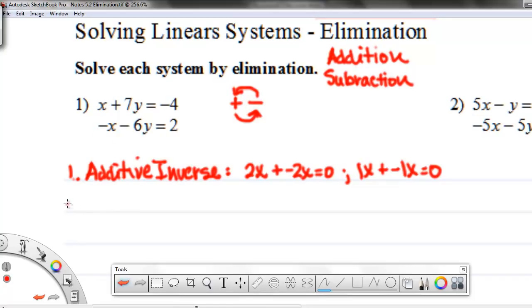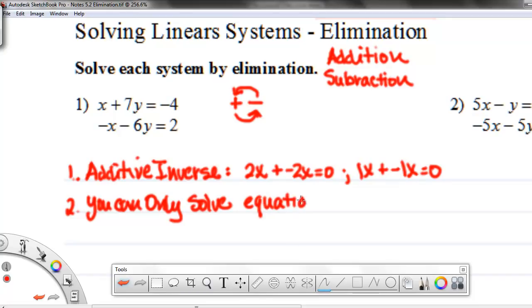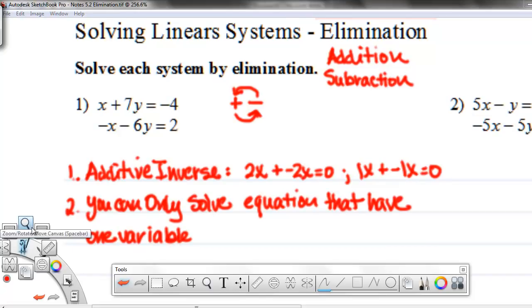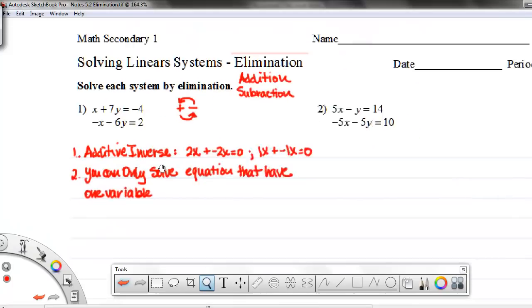And what's significant about having an equation with one variable is that you can only solve equations that have one variable. Let me finish writing this down, and then we're going to go ahead and get started here a little bit. You can see how everything goes. Alright, so let's go ahead and zoom out and we'll get started here.